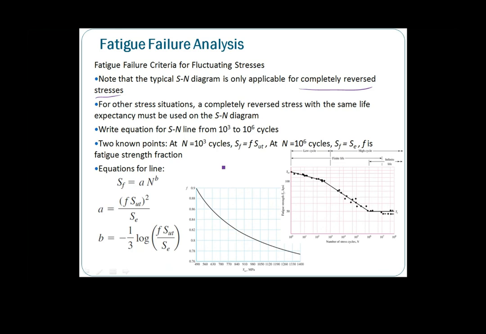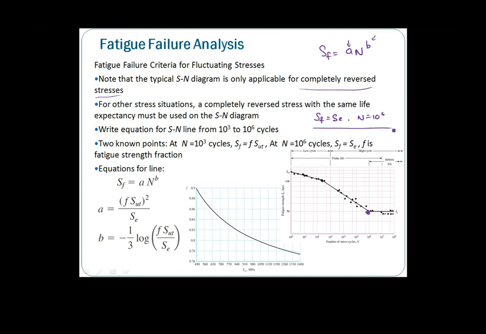Previously, we just had an introduction. So now, if we really look into it, it actually gives us two points that are known. This particular curve gives a function of Sf equals A N to the power of B. A we do not know, B we do not know, but we know that at this particular point Sf equals Se, my endurance limit, and we know that my N is 10 power of 6. So this is what we know. That is the first condition.